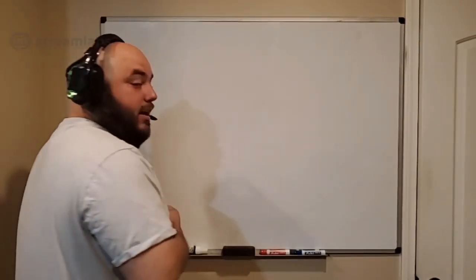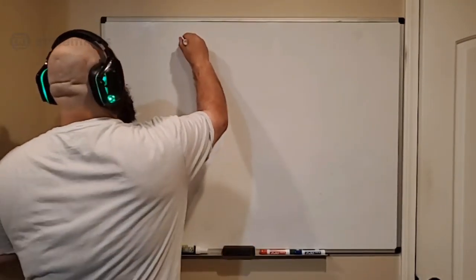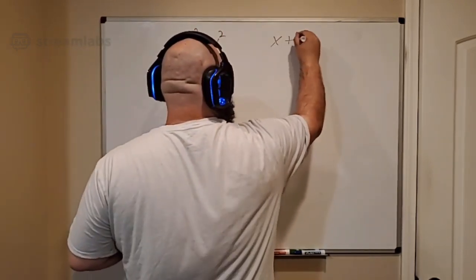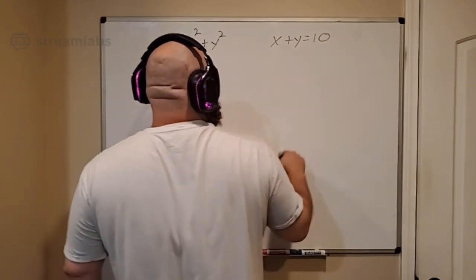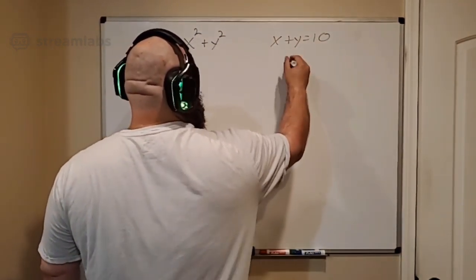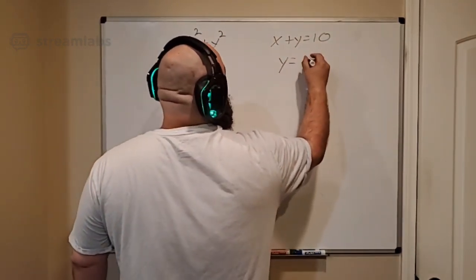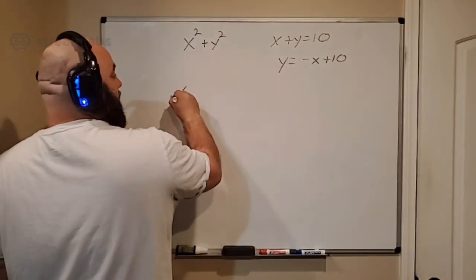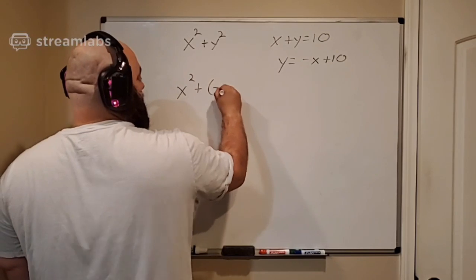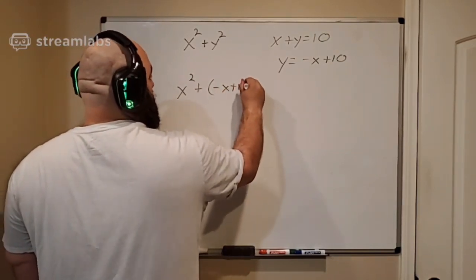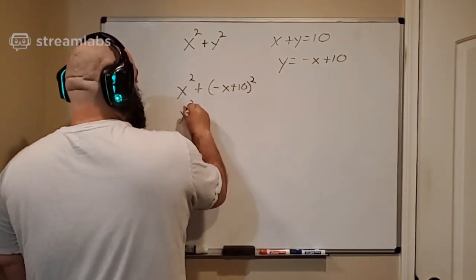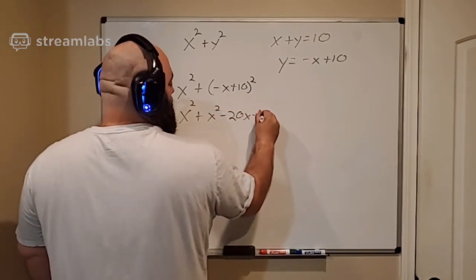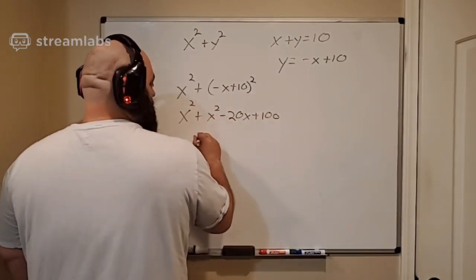So you've got x squared plus y squared, and you know x plus y equals 10. The easiest one to solve for is this one. I would solve for y. So y is equal to negative x plus 10. Plug that in, so you get x squared plus (negative x plus 10) squared. So that's x squared plus x squared minus 20x plus 100. So you get 2x squared minus 20x plus 100.